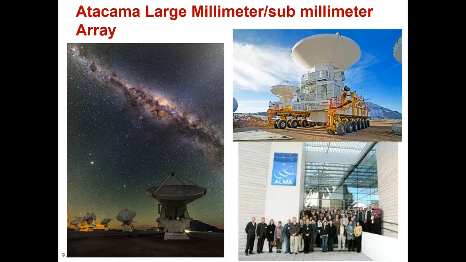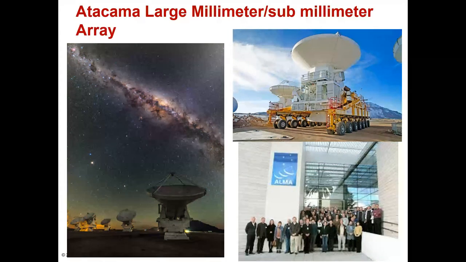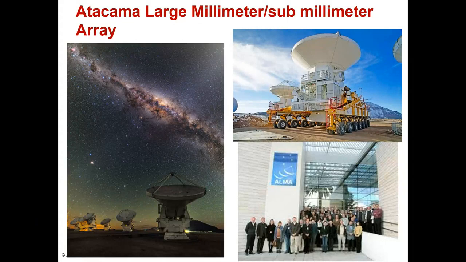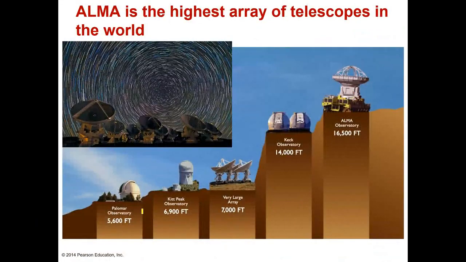This is the Atacama Large Millimeter Submillimeter Array, also known as ALMA. It's a huge array of astronomical equipment. They're not really telescopes, you don't really look through them, but it collects information from space, and then it's analyzed by people from all over the world. So it's not just Bolivia; it's funded by many different countries, and it's also used by many different countries. Here's some more information on different observatories. Kitt Peak Observatory, very large array, 7,000 feet. I think Keck Observatory is maybe in Hawaii, at 14,000, and then ALMA Observatory at 16,500 feet. So it's very high up there.